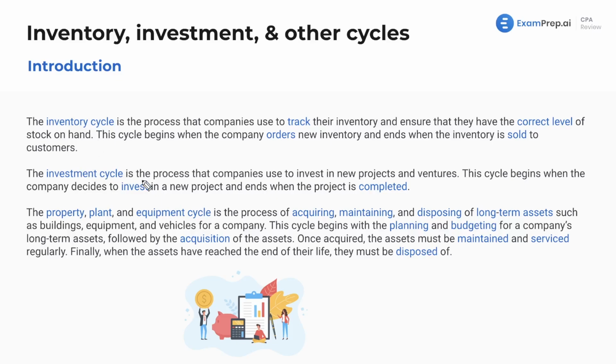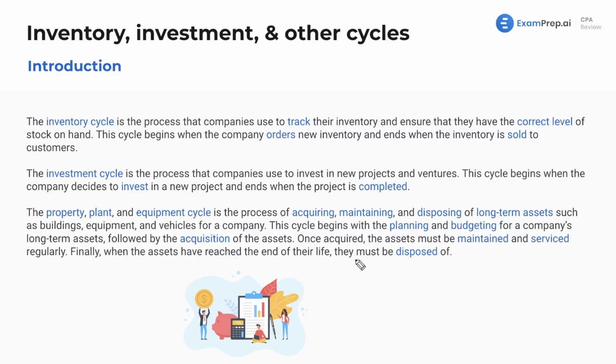Next up, the investment cycle. This is the process that companies use to invest in new projects and ventures. It doesn't have to be just buying and selling stocks; this is going to be investing in the company. If we think back to financial accounting, you've got your statement of cash flows, and that's got operating, investing, and financing activities. Now, it actually goes in the natural progression of a company in the reverse.